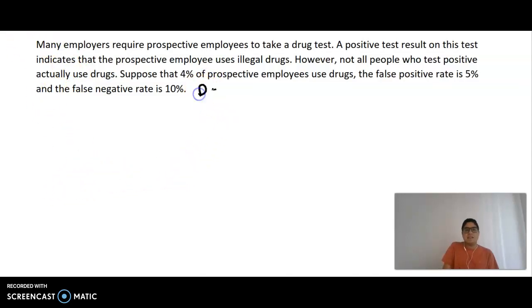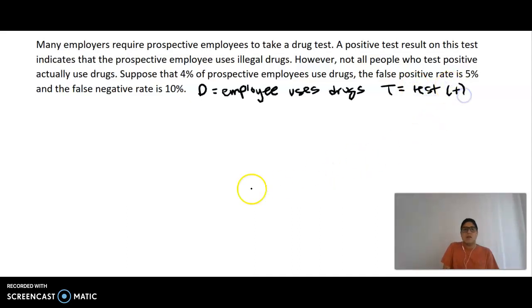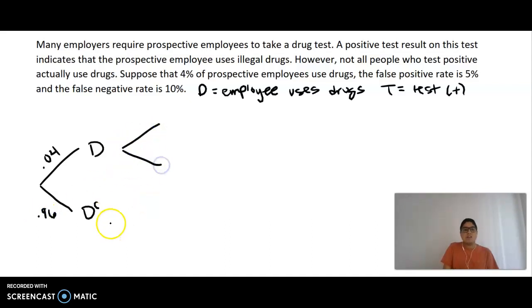So let's let D be that the employee uses drugs, and we'll let event T be that they test positive. Okay, so our first branch here is that they either use drugs or they do not use drugs. And we estimate that about 4% actually use drugs, which by the complement rule, means 96% do not use drugs. Then we're going to go to the next case.